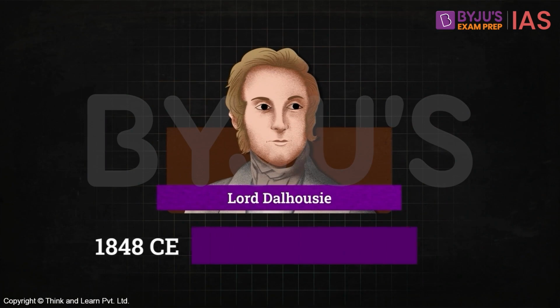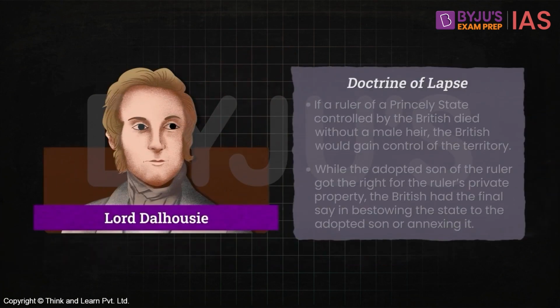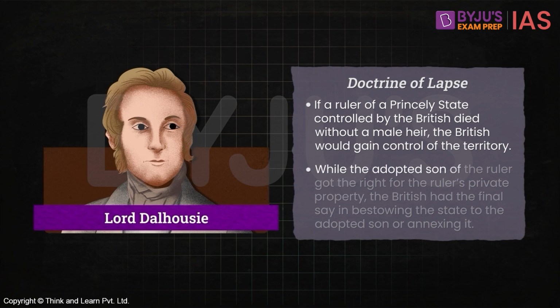Lord Dalhousie, the Governor-General from 1848 to 1856, used the Doctrine of Lapse to annex many regions. As per the doctrine, if a ruler of a princely state controlled by the British died without a male heir, the British would gain control of the territory. While the adopted son of the ruler got the right to the ruler's private property, the British had the final say in bestowing the state to the adopted son or annexing it.